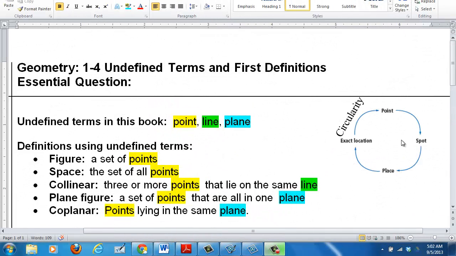Alright, these are the notes for section 1-4 of geometry. If you haven't done so already, make sure that you take a few minutes to read the section before you continue on with this video. This section is about undefined terms and first definitions.